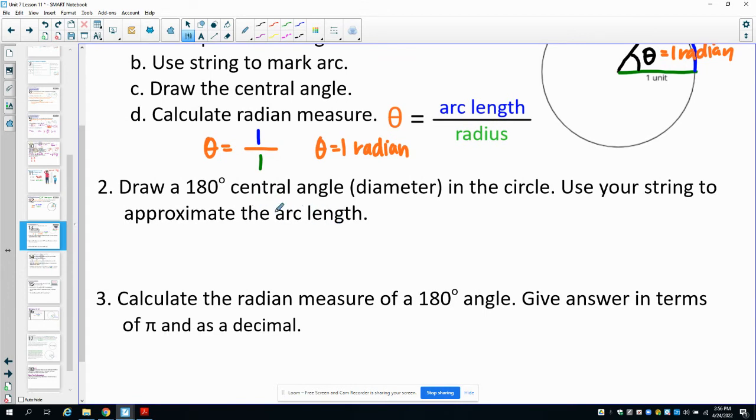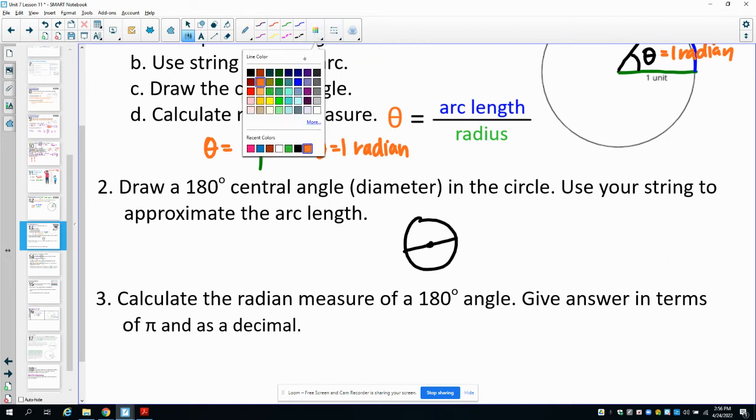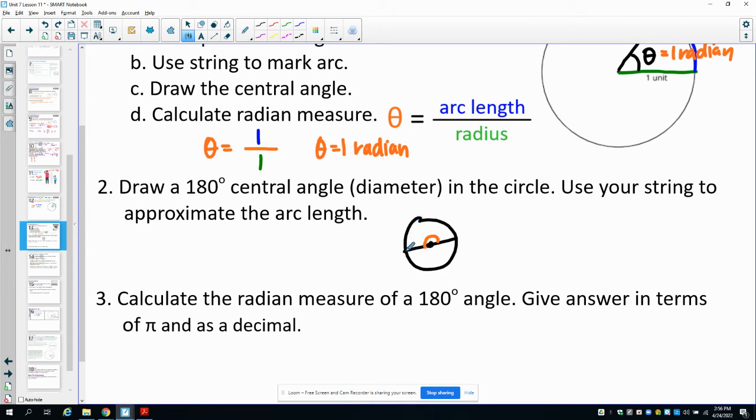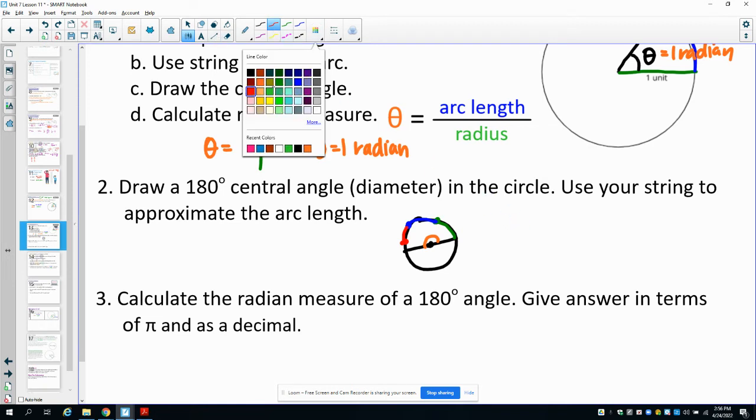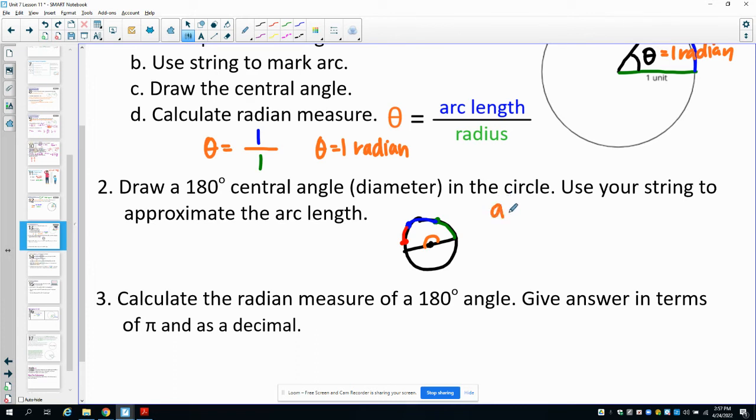So if we had a 180-degree central angle, which would be a diameter, here's the center and we've got this diameter here. Use your string to approximate what this angle would be. Just keep laying your string along the edge until you get to the other side of the circle. How many string lengths did you need to put on there? As you laid this down and marked it off, how far did it go? It should have been a little bit more than 3 strings. Remember, each string is 1 unit, or 1 radian. So a little bit more than 3 units for the arc length here.